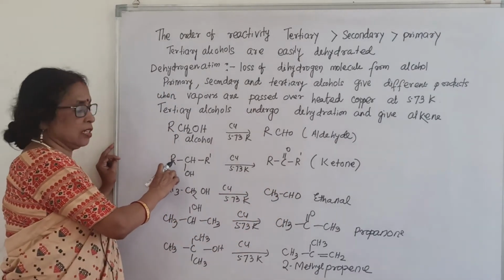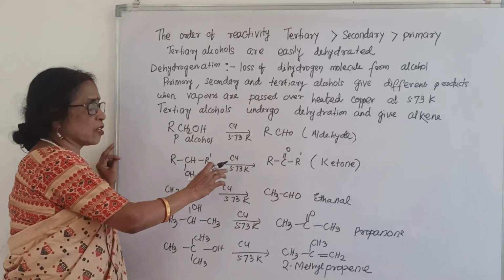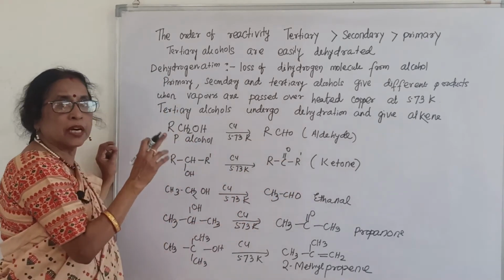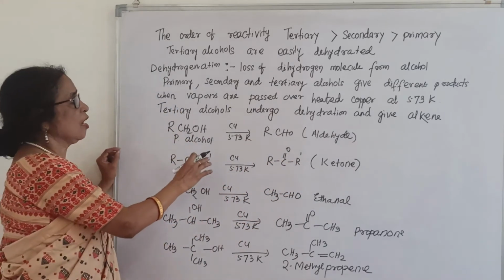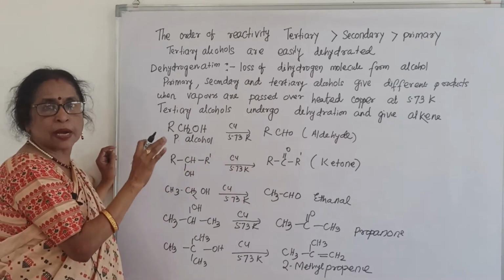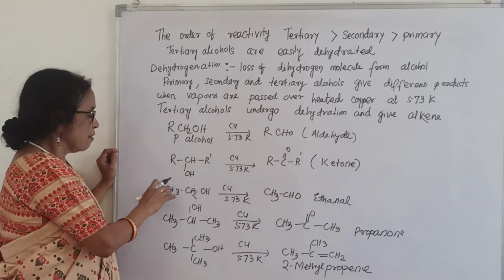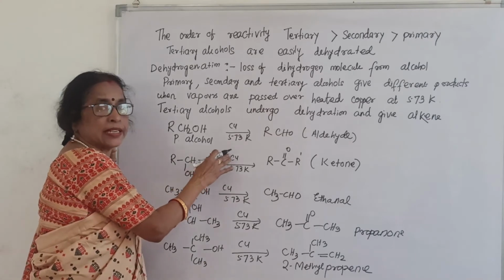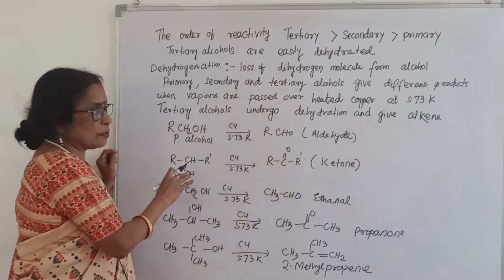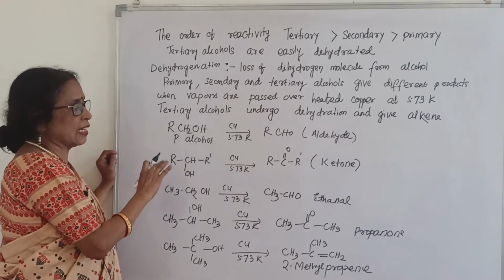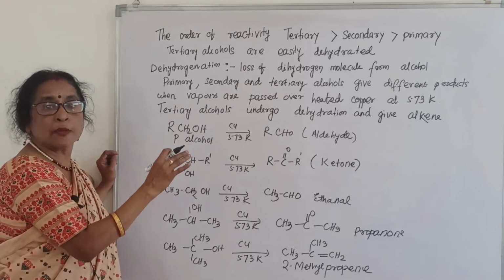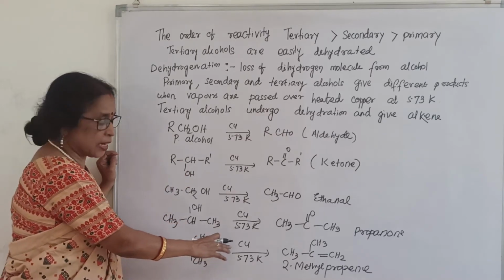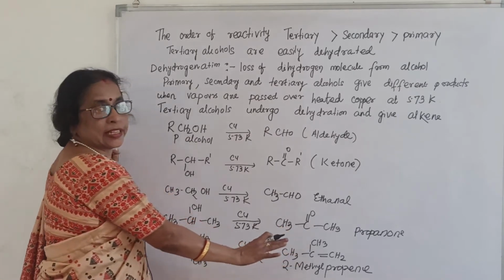Then come to secondary alcohol. Secondary alcohol, when passed over red hot copper at a temperature of 573 Kelvin, gives ketone. Remember, primary alcohols passed over red hot copper give aldehyde. When the vapors of secondary alcohol are passed over red hot copper, it gives ketone. That means primary gives aldehyde, secondary gives ketone. Both are carbonyl compounds, but tertiary alcohols passed over red hot copper give alkene.